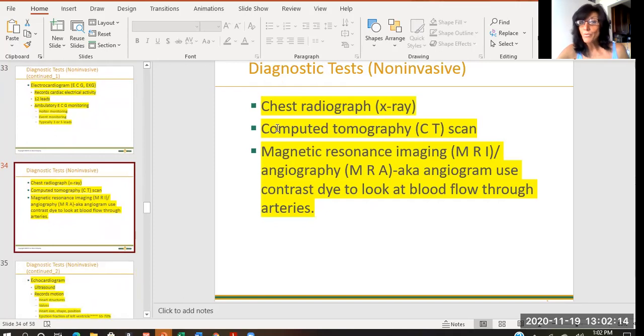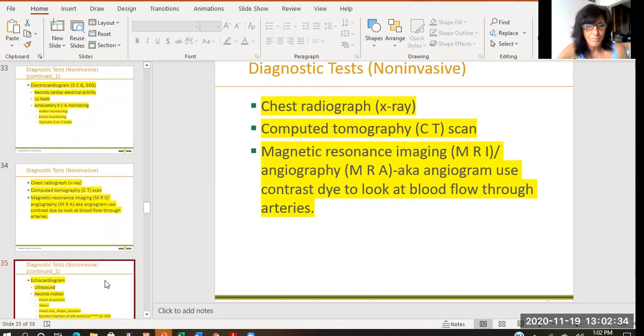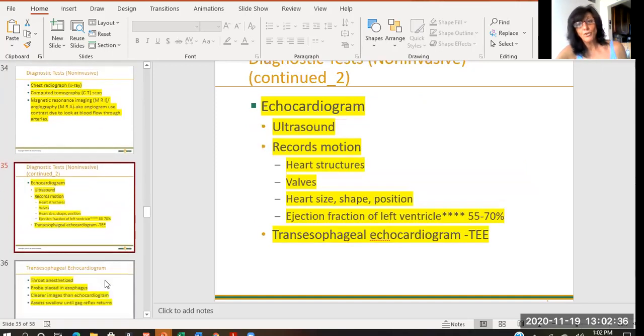We can do a chest x-ray if we're trying to diagnose something, we can do a CT scan, we can do an MRI, right? Or we can do an MRA, which is a magnetic resonance angiography or angiogram. That's where we're using contrast dye and we're looking at blood flow through arteries. We're looking for a problem with blood flow, with circulation, okay? Then we can do an echocardiogram. And you're responsible, by the way, to know these diagnostic tests.